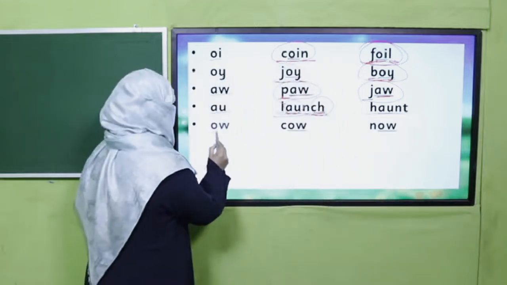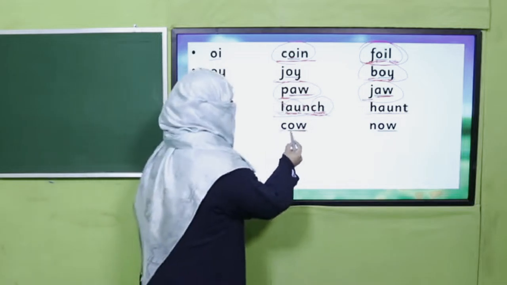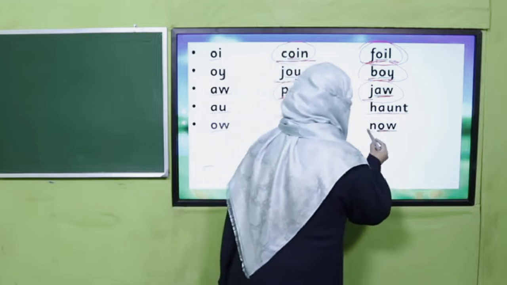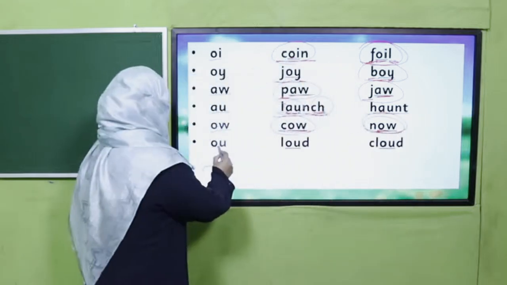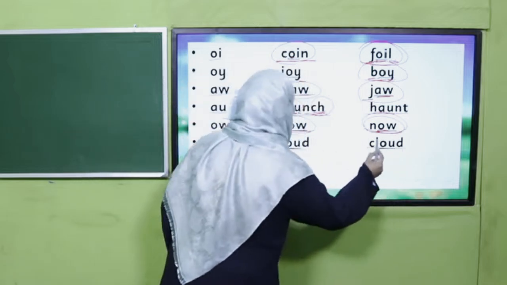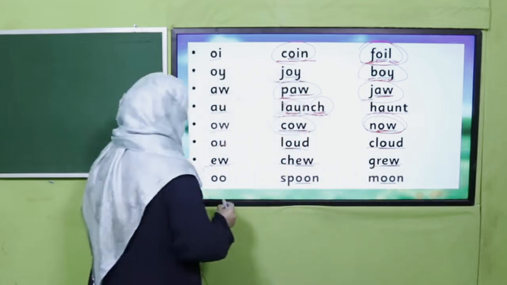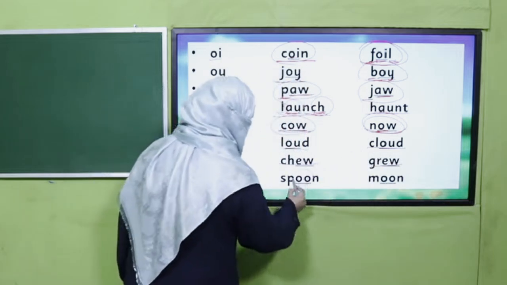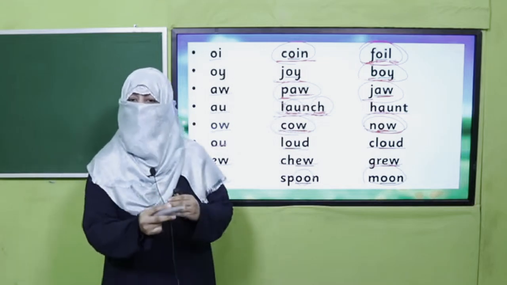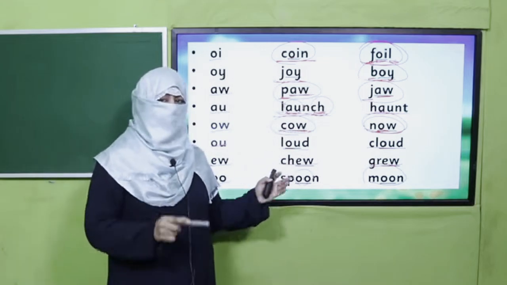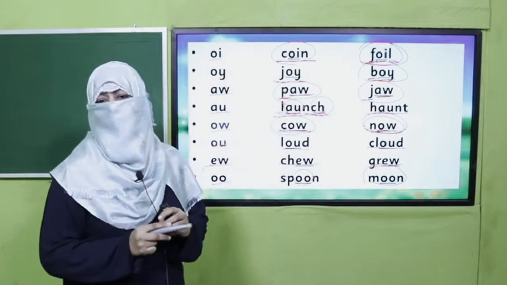Now, OW says ow. You know it now. And it's k, ow, cow. N, ow, now. Cow, now. Ow, loud, cloud. Ew, chew, grew. Ooh, spoon, moon. Right? This is how we pronounce diphthongs in words. Again, teachers, pause the video, practice all these words and make the children learn in a fun way.